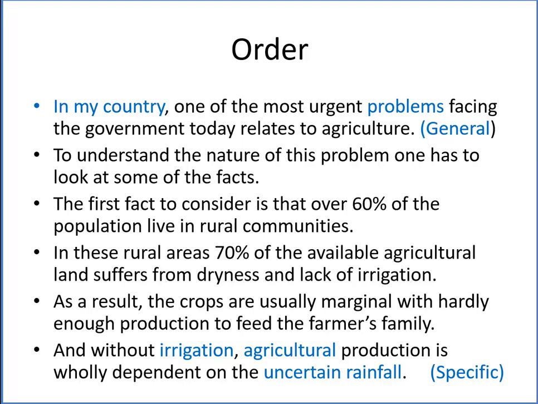Notice the use of the other techniques we've been discussing too. Firstly, repetition to link sentences: problems, rural, irrigation. Secondly, use of pronouns: this and these. Thirdly, use of transitions: the first fact, as a result, and.